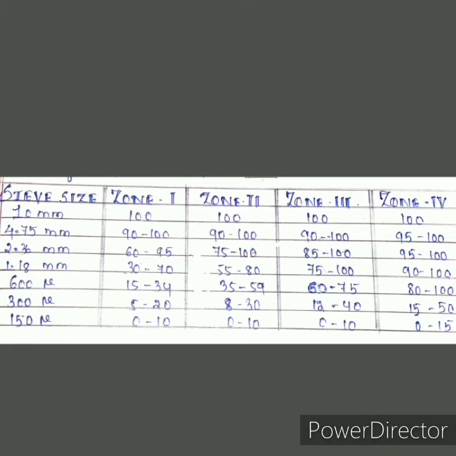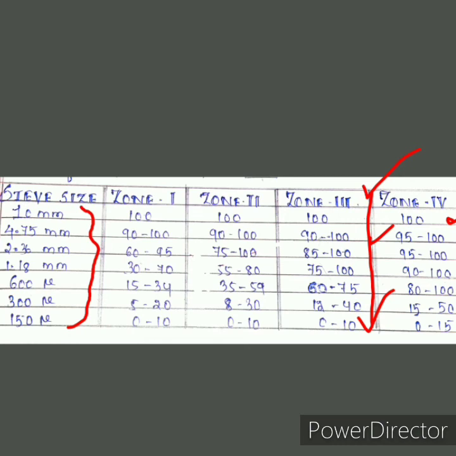where for zone 4 the range of cumulative percent passing has been given for each size of sieve, and our test results belong to this category because the results come under these ranges. First is 100%. The second value we have got for 4.75 mm sieve belongs to 95 to 100% range.